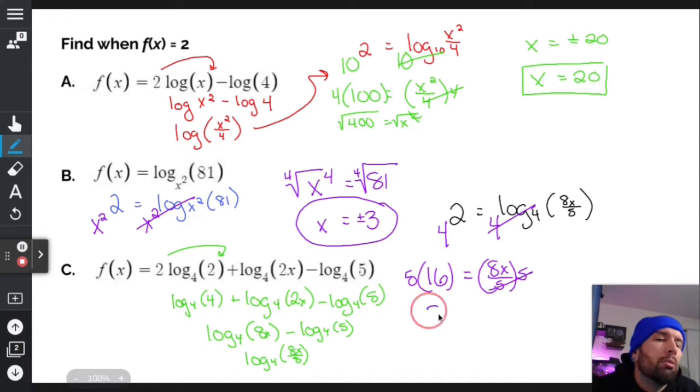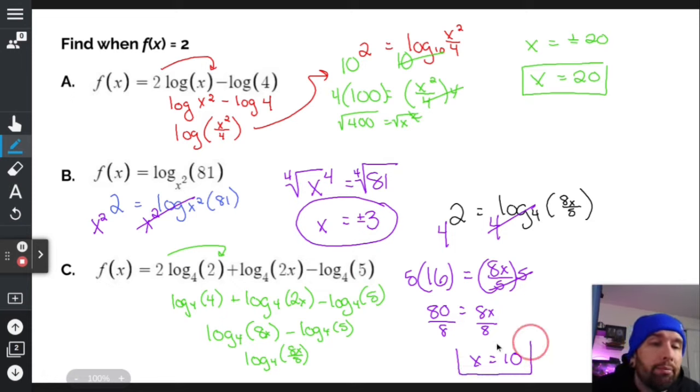Was that 80? Equals 8x. Divide both sides by 8. And x equals 10. Always check, make sure you're allowed to plug in 10. Yep, that's the only issue that would be an issue, and I'm allowed to plug in 10. So x is 10.